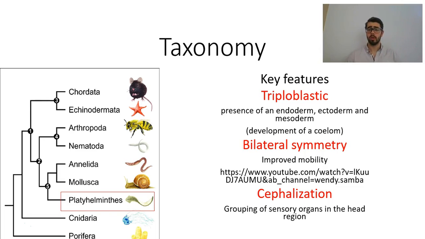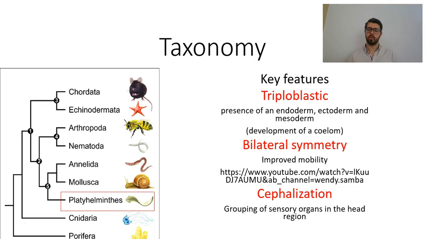Firstly, we notice that they are triploblastic. This means that we see the presence of an endoderm and an ectoderm, the inner and outer layers, and then we also see that they have a mesoderm. Now this is very important because the mesoderm is the third tissue layer that makes them triploblastic, and it also allows for the development of a coelom. However, we see that in Platyhelminthes, we don't actually see the development of a coelom because they are acoelomates.